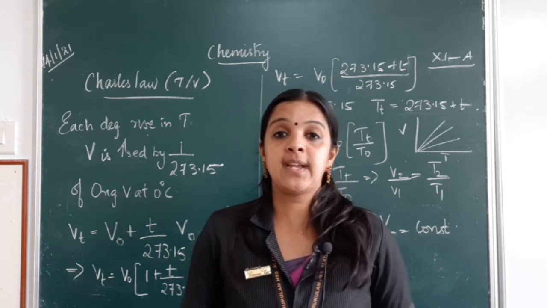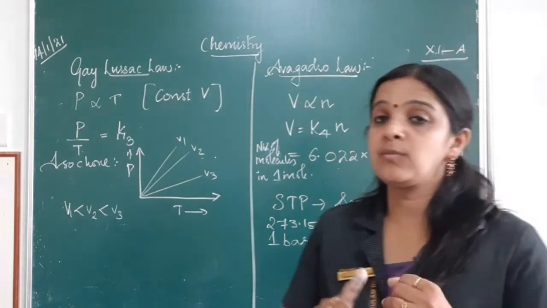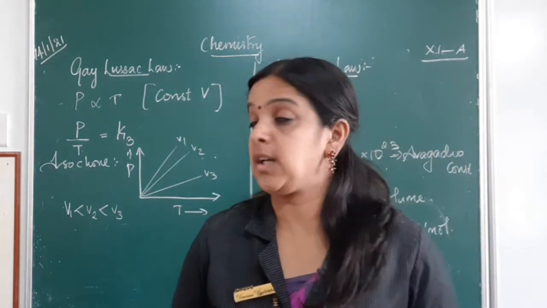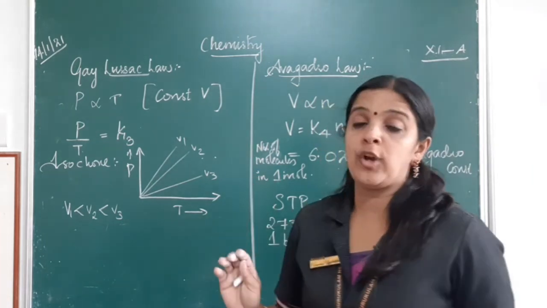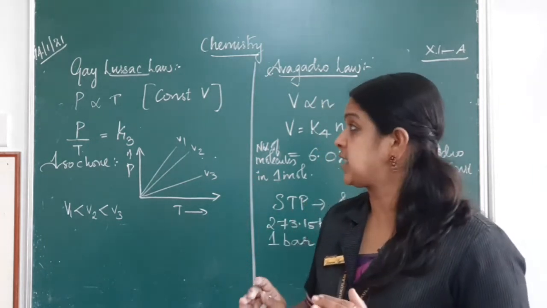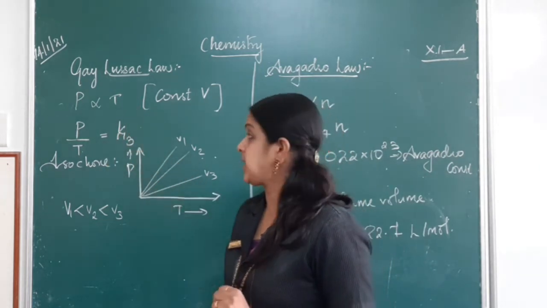Next we will get back to Avogadro's law. First, Gay-Lussac's law. So we have seen what Boyle's law is, what Charles law is. Gay-Lussac's law says that at constant volume, that is, for any gas at constant volume, the pressure will be directly proportional to the temperature.